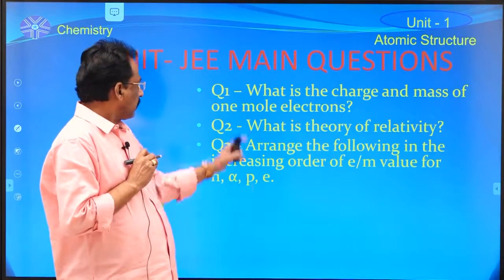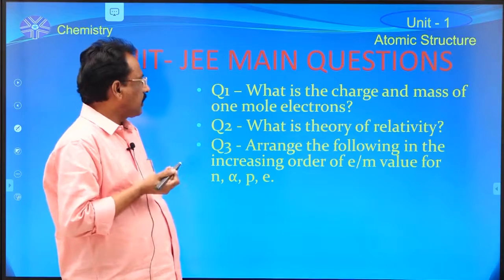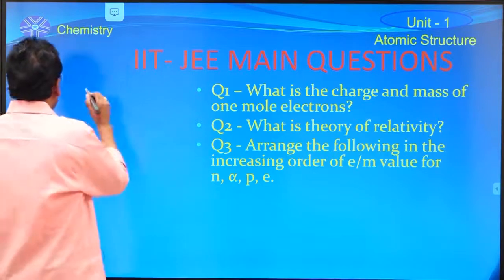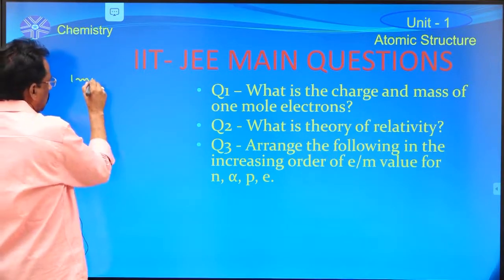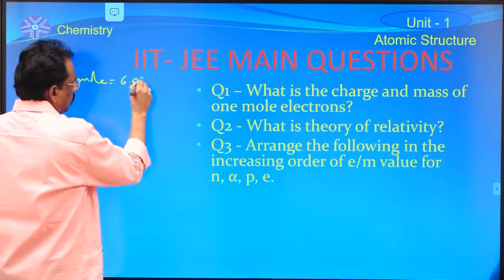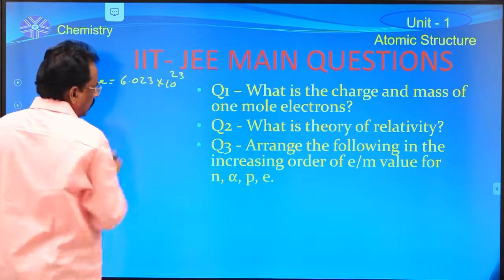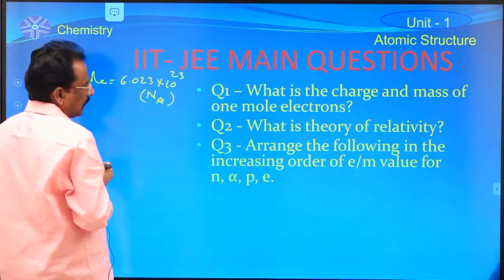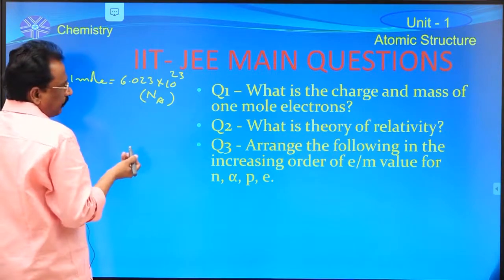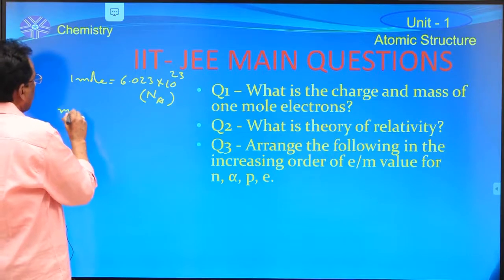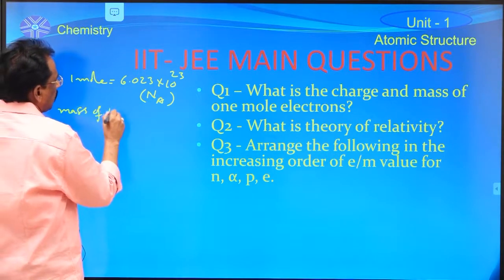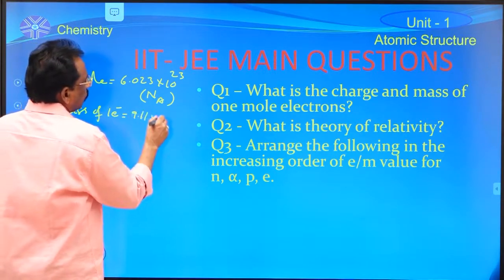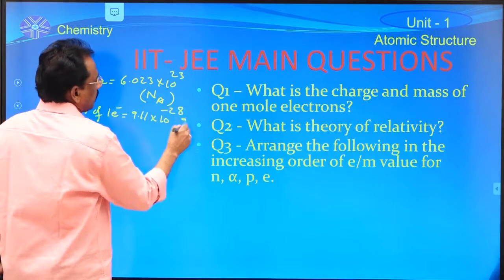Now in the first question, next one is, what is the mass of 1 mole electrons? In the same way, 1 mole is equal to 6.023 into 10 power 23 according to Avogadro. This number is also known as Avogadro's number, symbol is Na. Now calculate the mass of 1 mole electrons. The mass of only 1 electron is equal to 9.11 into 10 power minus 28 grams.